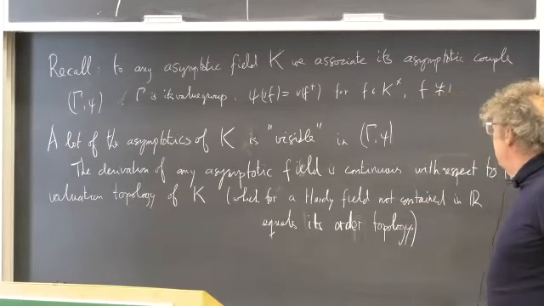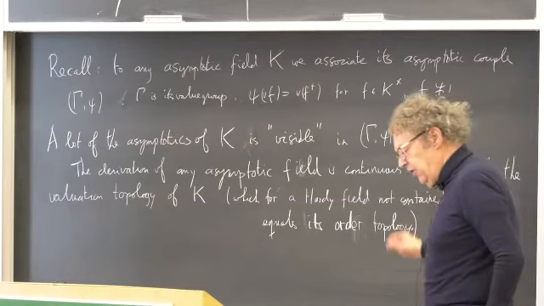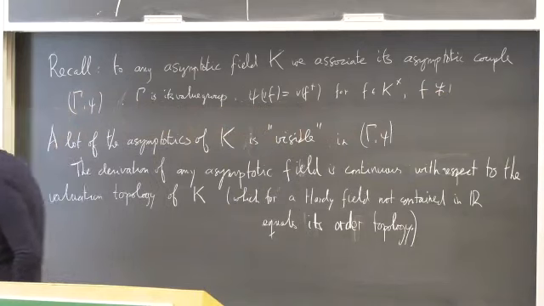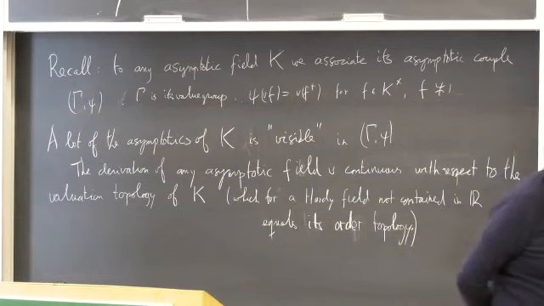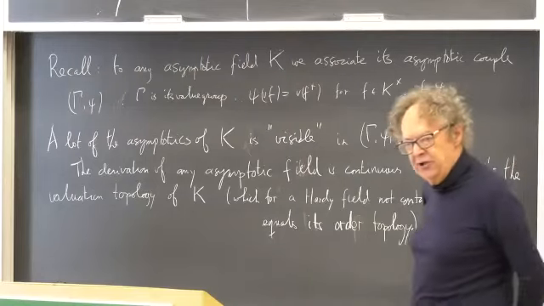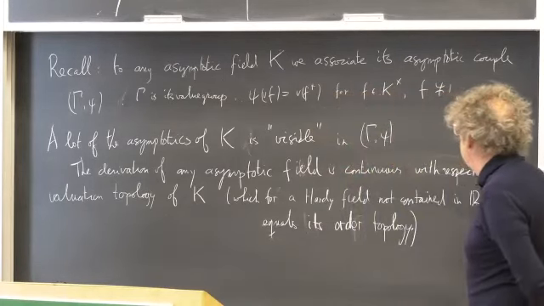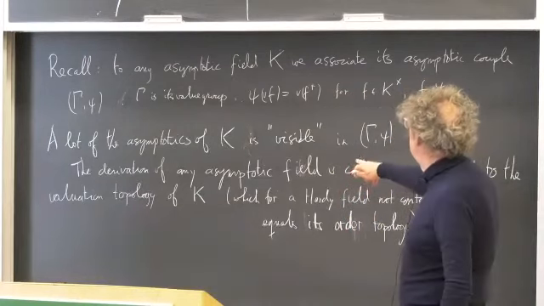And one thing I also want to mention is that the derivation of an asymptotic field is always continuous with respect to the valuation topology. And if your asymptotic field is a Hardy field which is not contained in R, so that means that the valuation on it is not trivial, then in fact this valuation topology is also the order topology. Okay, so I used the word visible.